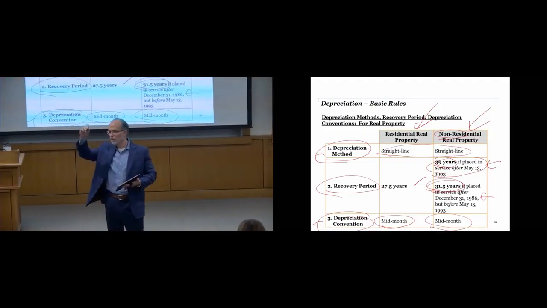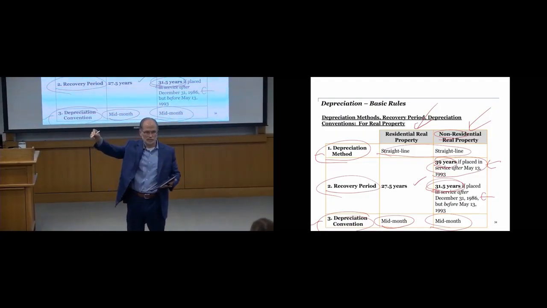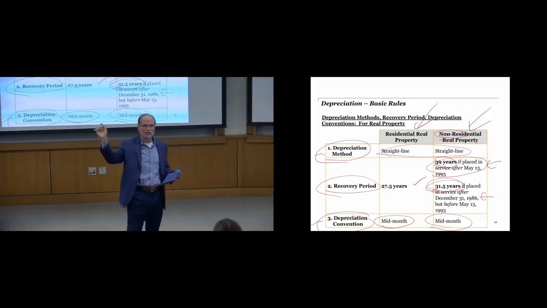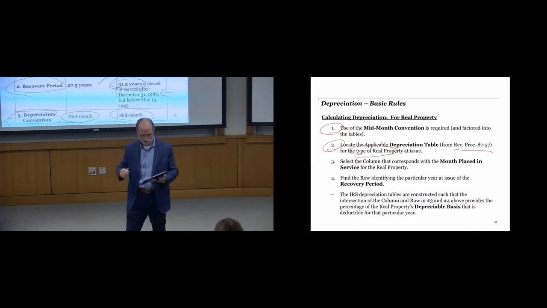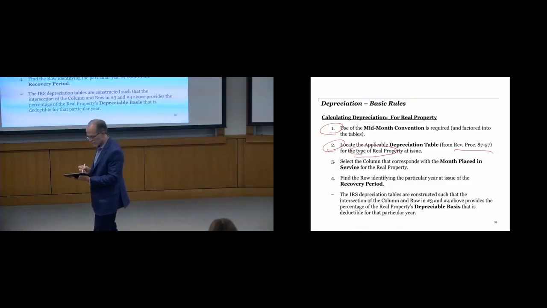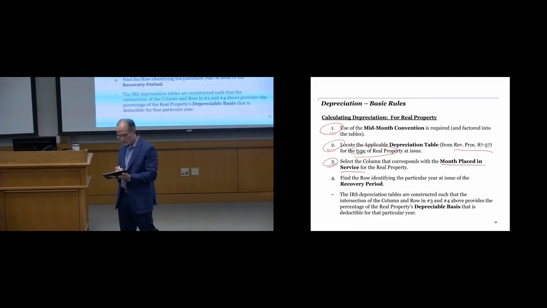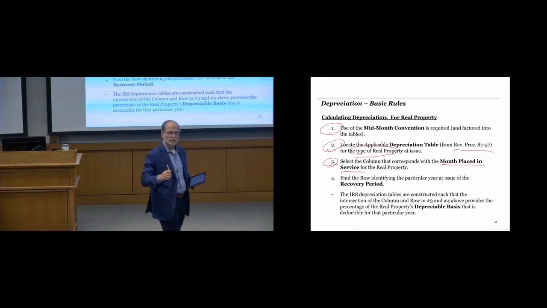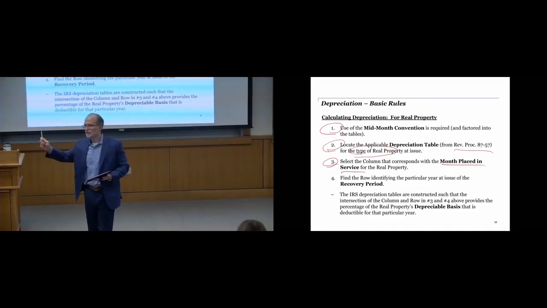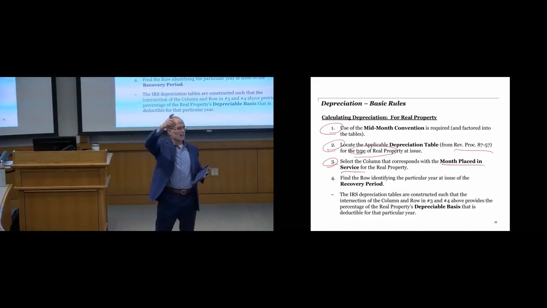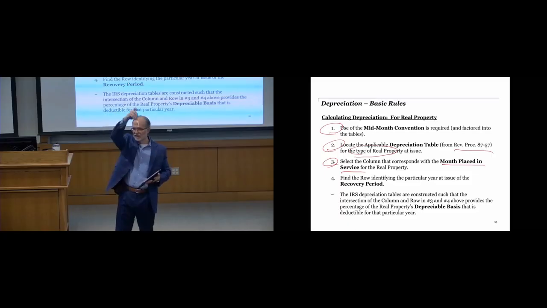What is the property? Is it a warehouse? People don't live in a warehouse. Is it an apartment building? Okay, then I'm gonna find that table for that particular type of property. And then I select the column that corresponds with the month placed in service for the real property. So you see the columns, there will be 12 columns, 12 months. Whenever that property was placed in service, that's where I start on that column.